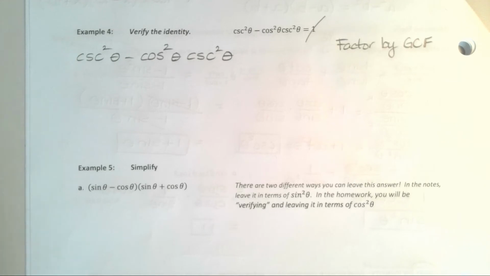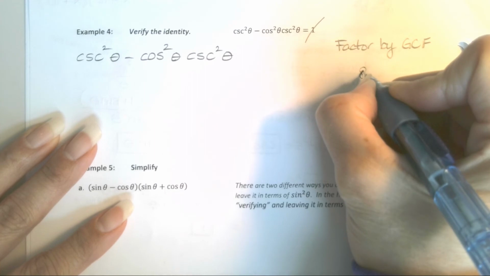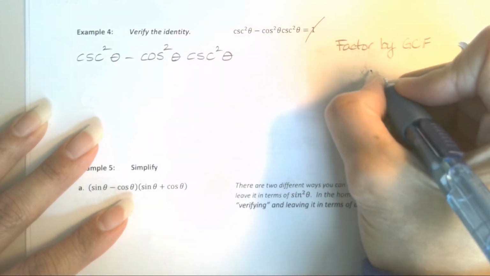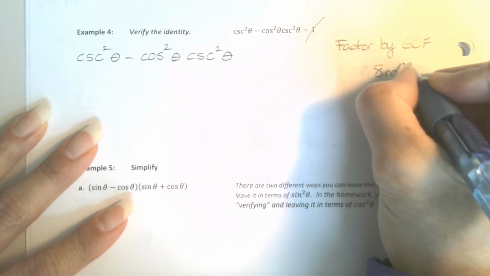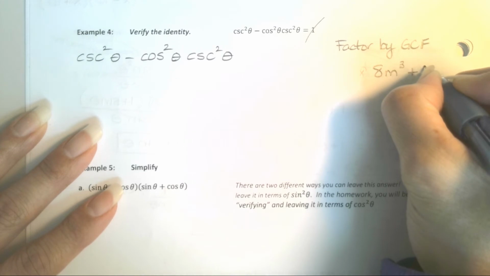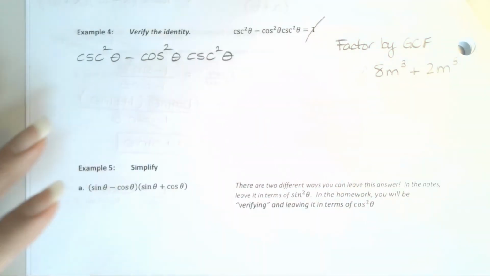Gets cobwebs on it. Okay, so if I give y'all an example such as this, such as, in Algebra 1 and Algebra 2, if you got something like 8m to the 3rd power plus 2m to the 5th power. Let's do that.